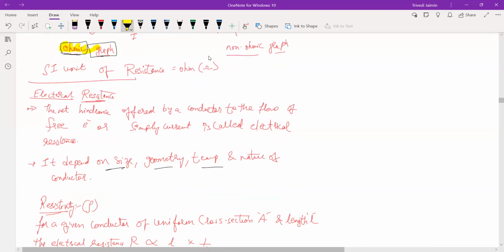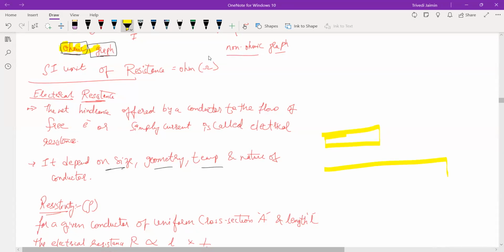Now let's see resistance. The net hindrance offered by a conductor to the flow of free electrons, or simply current, is called electrical resistance. It depends on size, geometry, temperature, nature of the conductor, everything. It depends upon the size of the conductor. Obviously, if there is a big conductor, it can flow more electrons. If there is a small conductor, it depends upon size also.